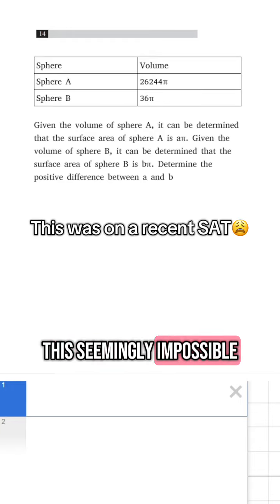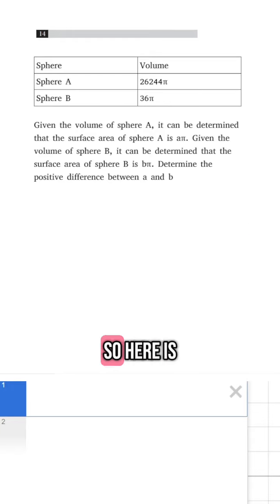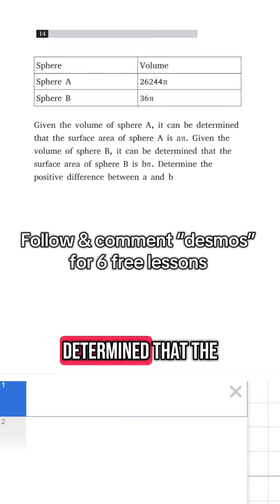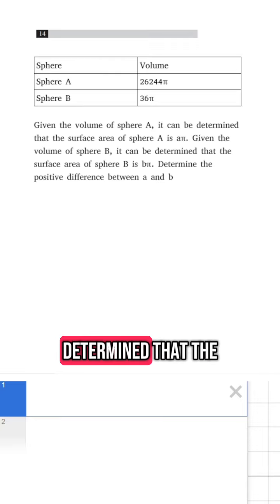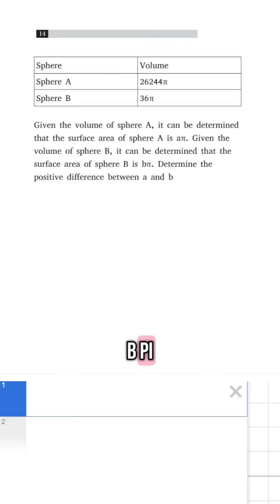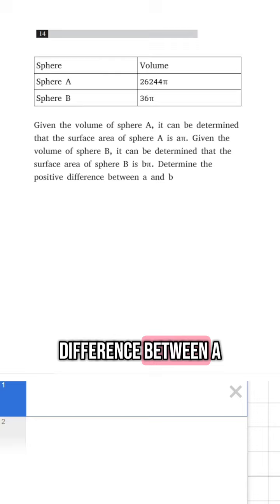This seemingly impossible SAT question showed up on a recent exam, so here is how to never get it wrong. We're given the volume of sphere A, it can be determined that the surface area of sphere A is A pi. Given the volume of sphere B, it can be determined that the surface area of sphere B is B pi. Determine the positive difference between A and B.